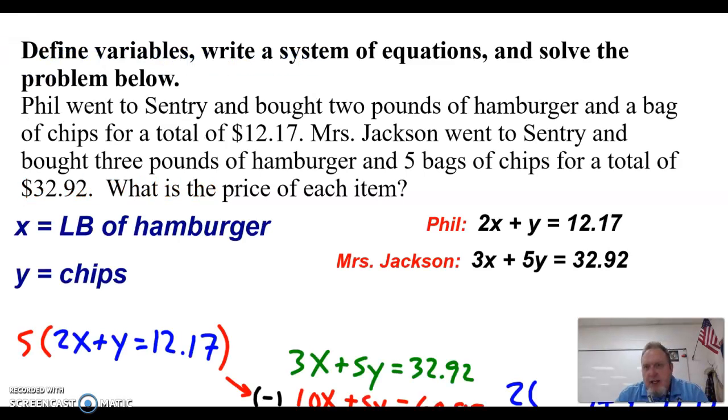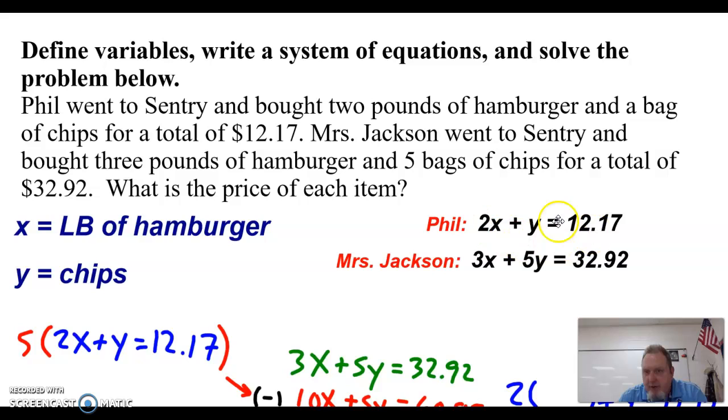We've got Phil and Mrs. Jackson who went to Century. And you can see that X is going to represent our pounds of hamburger and Y is going to represent our chips. And they tell us that Phil purchased 2 pounds of hamburger and 1 pound of chips for a total of $12.17. Mrs. Jackson, on the other hand, she bought 3 pounds of hamburger and 5 bags of chips for a total of $32.92. You have the option here.